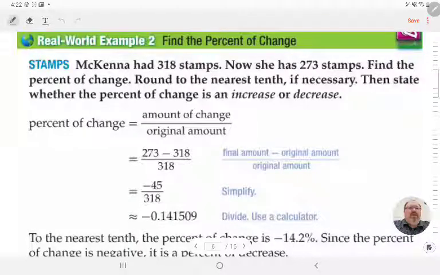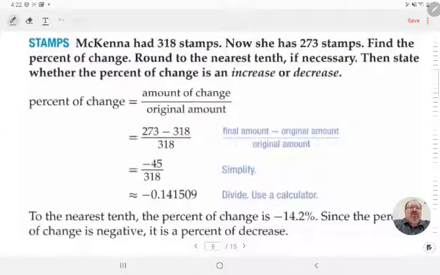So now we have McKenna had 318 stamps. Now she has 273 stamps. Find the percent of change, round to the nearest tenth if necessary, then state whether the percent of change is an increase or decrease. So we take the final amount. Now she has 273 stamps, and we subtract the original amount. She had 318 stamps. And then we divide it by the original amount.